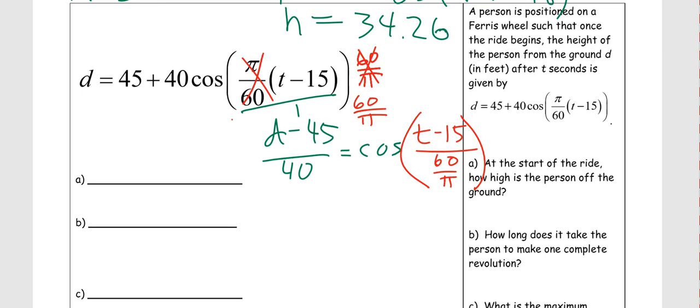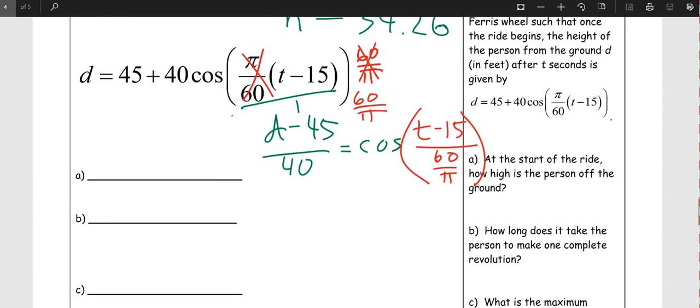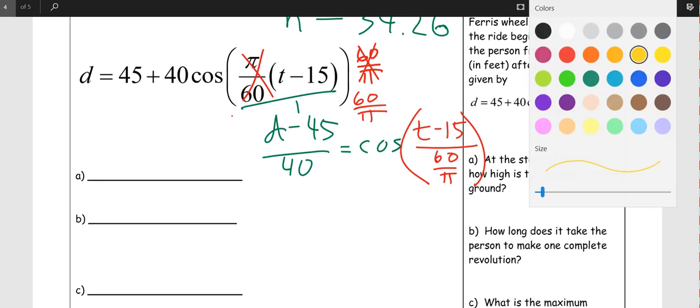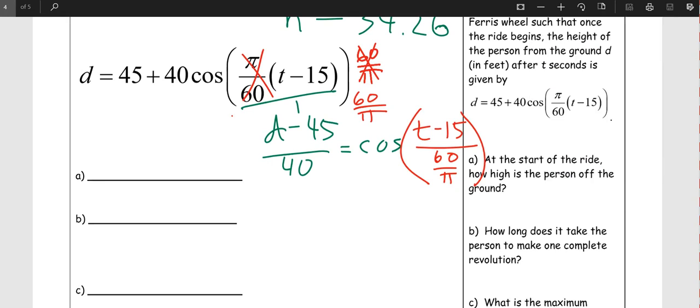Okay, so help me identify information. A equals what? No, A. A is the stretch on the horizontal. I'm looking at an equation in fireproof form, and you should be able to identify what A is. 60 over pi, thank you.